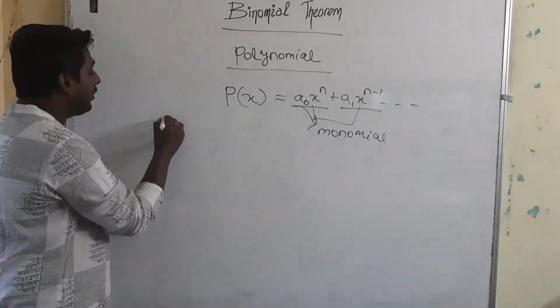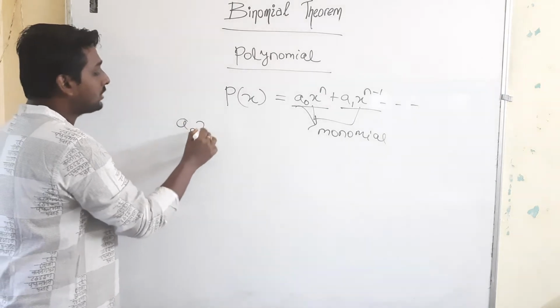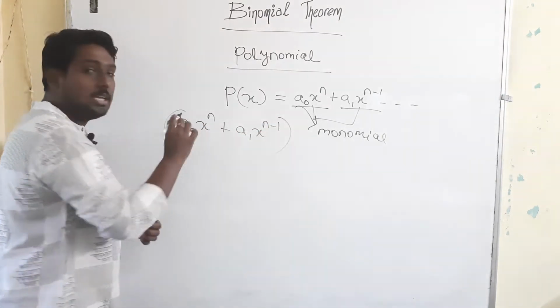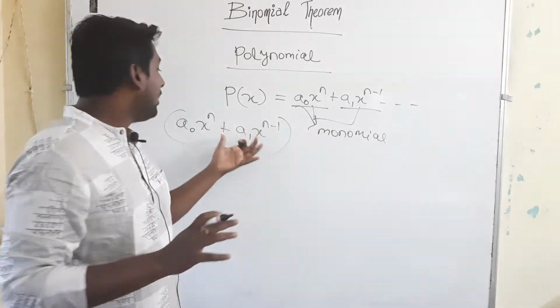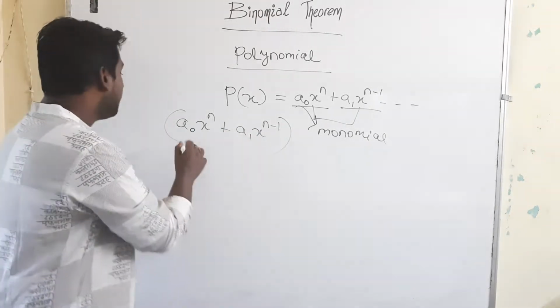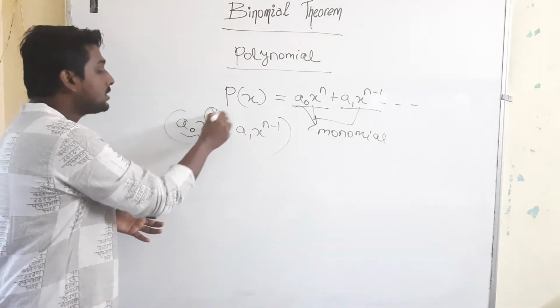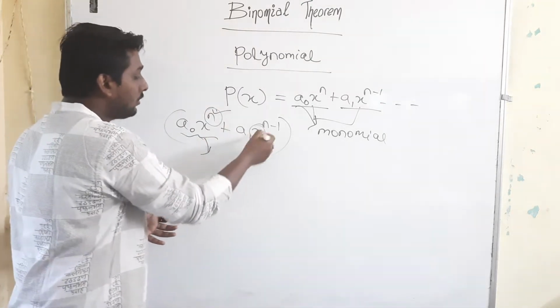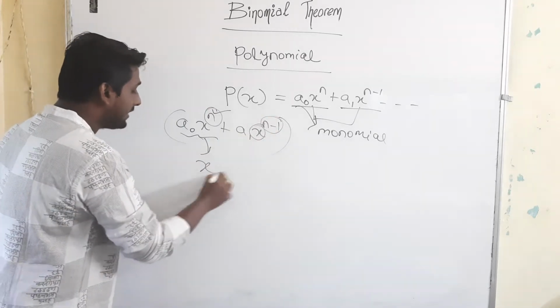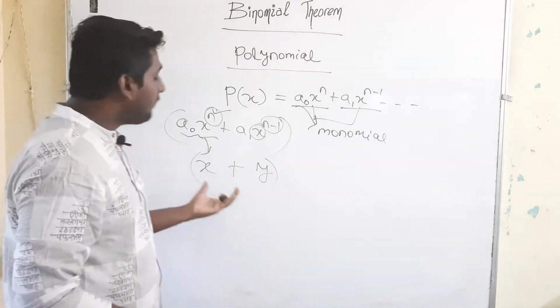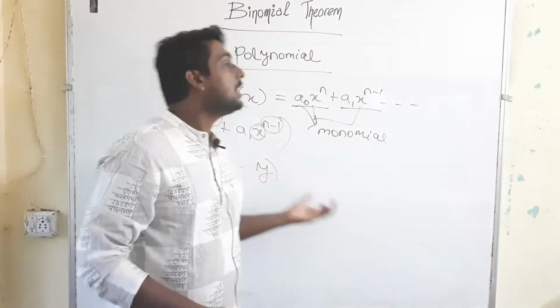So a binomial normally is in the form of a naught x to the power n plus a1 x to the power n minus 1. So this will be called a binomial. Simply this deals with variable 1 with some power and variable 2 with some power. That's why we take it as x and y, just for convenience. So this form of x plus y is called a binomial.